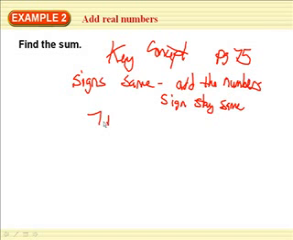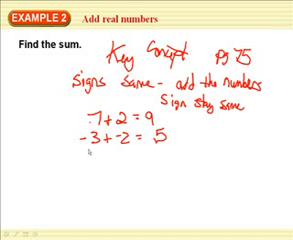So watch. 7 plus 2 is 9. You know that. Well, that's a positive and a positive. So you added them and got 9, and the sign stayed positive. So let's try 2 negatives. -3 plus -2. Add the numbers, you get 5, and the sign stays negative. That's all you do if the signs are the same.